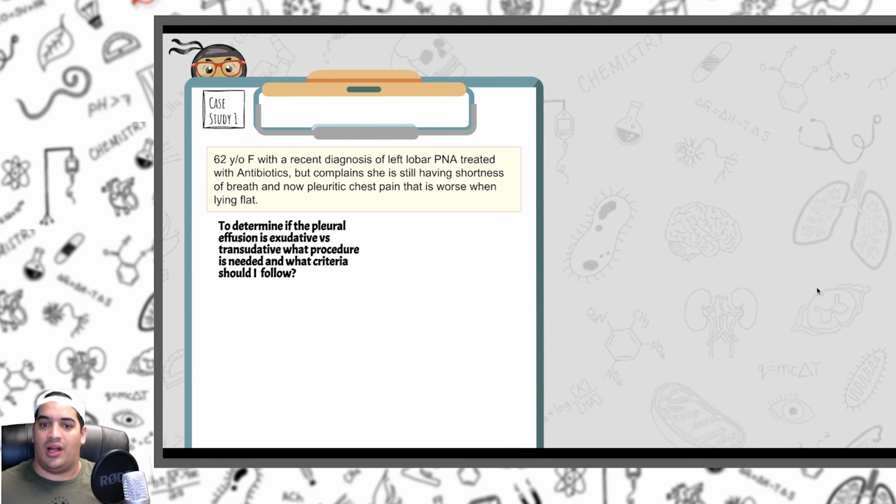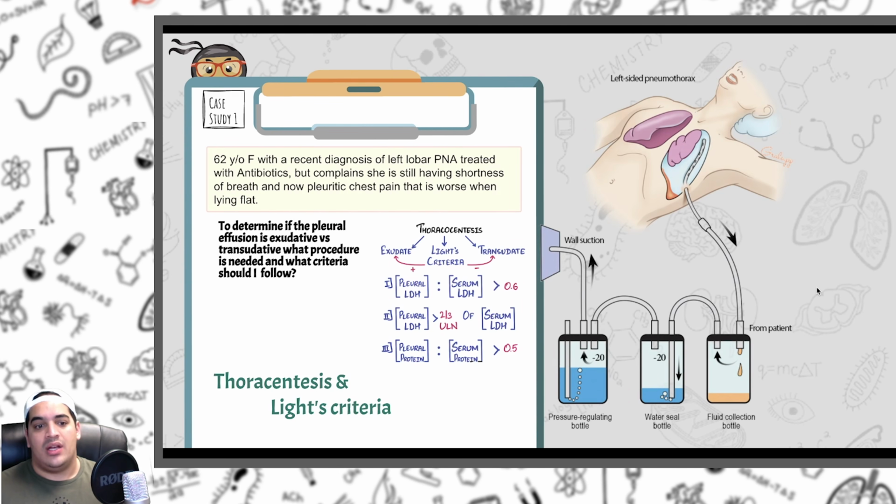I'm going to test the pleural LDH and the pleural protein, and then compare that to the serum LDH and serum protein. That's called the Light's criteria. It's really going to help me determine whether this is concerning for transudative or exudative, and I'm very concerned about exudative with her having pneumonia. So I'm going to do that.